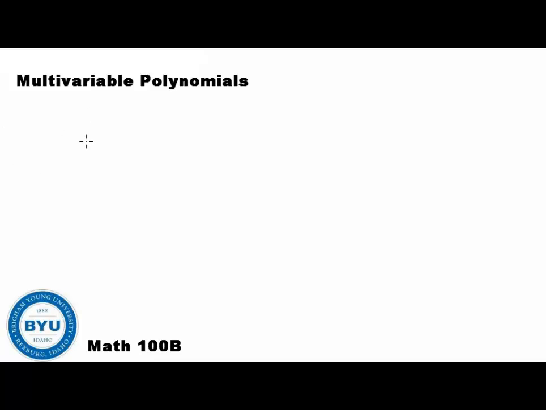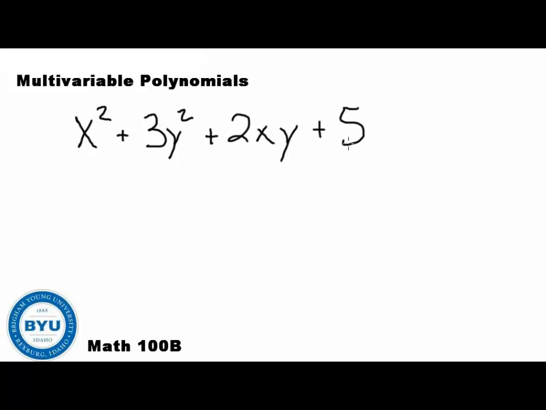So let's take a look at an example here of a multivariable polynomial. Let's say I had x squared plus 3y squared plus 2xy plus 5. This is an example of a multivariable polynomial because it has x's and y's in it. And so for problems like these, we're basically going to be doing the same thing. We're going to learn how to add, subtract, multiply, and evaluate as well.